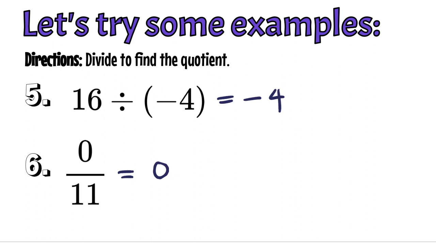Something I want you to get in the habit of is checking your answers. How can we check the answers of division problems? Well, we can take negative 4 times negative 4, and that gives us 16. So we can always check the answers by multiplying our quotient by our divisor, and it should equal our dividend. Which means that another way to think of 16 divided by negative 4 is, what can we multiply negative 4 by to get 16? The answer to that question is negative 4.